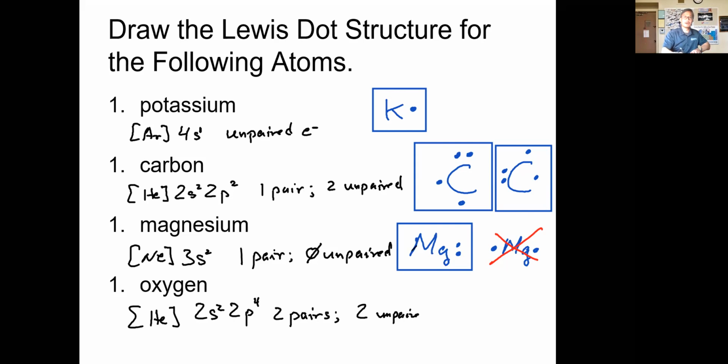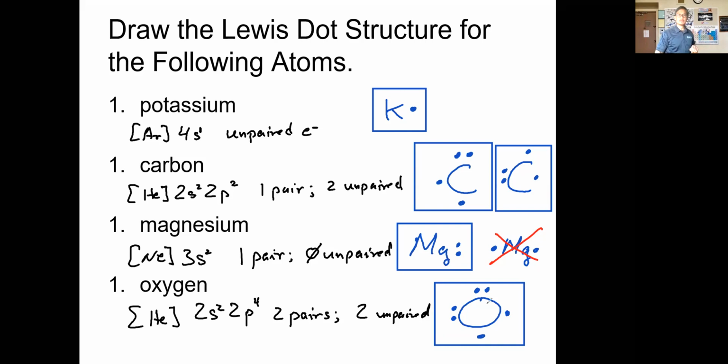So let's write out the symbol for oxygen. Oxygen is an O. We're going to put the two pairs: one of those pairs I'm going to put to the left, and one on top. And then the two that are unpaired, I'm going to draw one to the right and one at the bottom. And so that is the Lewis dot structure for oxygen. Again, where you place these dots doesn't really matter, but what does matter is that you have two pairs and two that are unpaired. So that is how we write the Lewis dot structure for each one of these atoms.